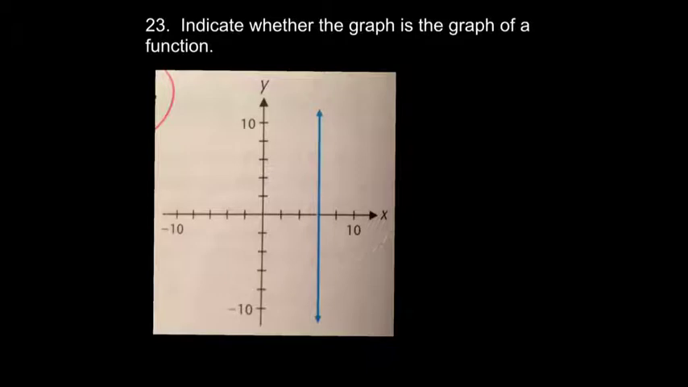When we look at this line, this is a vertical line, so it fails the vertical line test pretty substantially. I can draw a vertical line straight through here so that it hits every point on the graph, which is definitely more than one. So this graph is not a function.